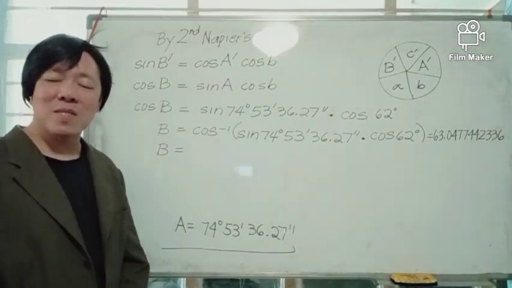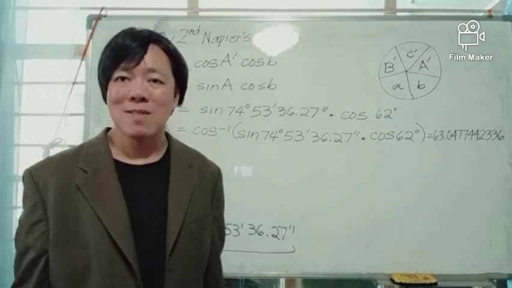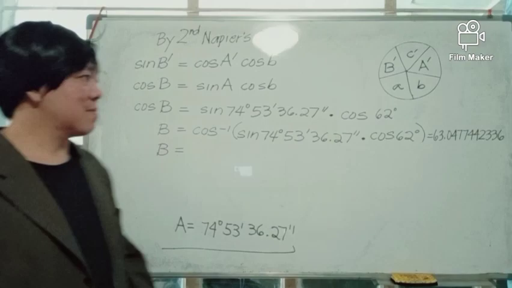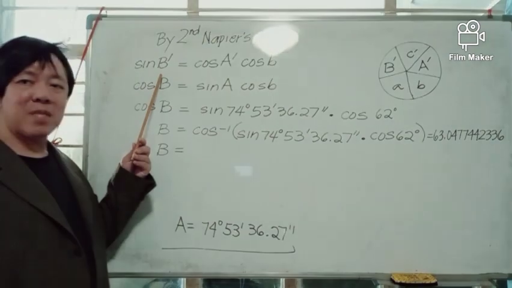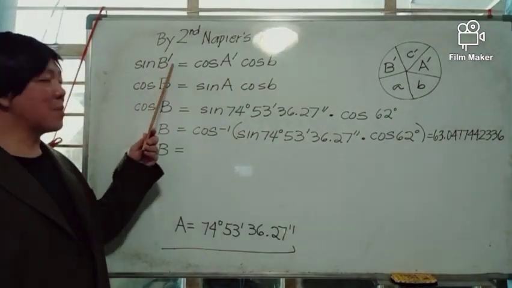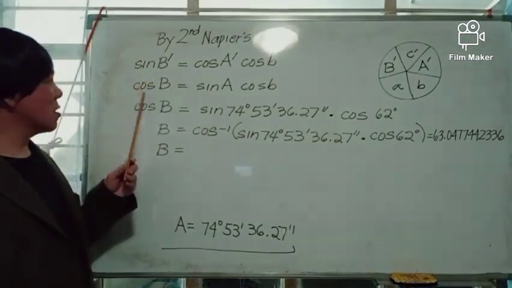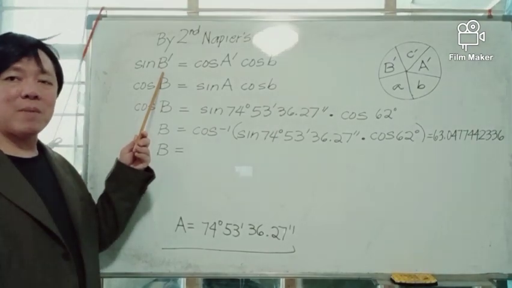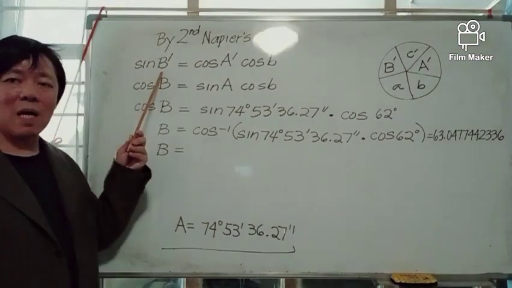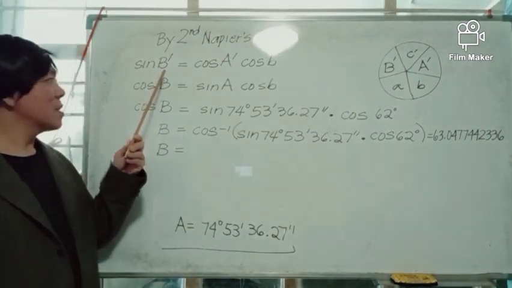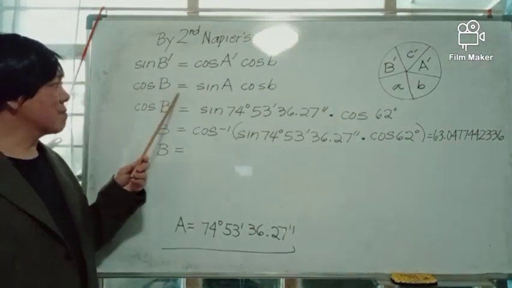The complement angle theorem states that the trigonometric function of an angle is equal to the cofunction of the complement of the angle. Thus, applying the complement angle theorem to sine of capital B prime, the sine of capital B prime is equal to the cofunction of sine, which is cosine, cosine of the complement of B prime. The complement of B prime is angle capital B. Angle capital B and angle capital B prime are complementary angles. Thus, the complement of capital B prime is capital B.